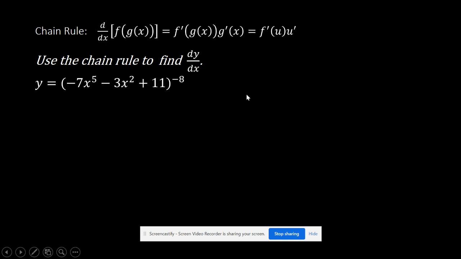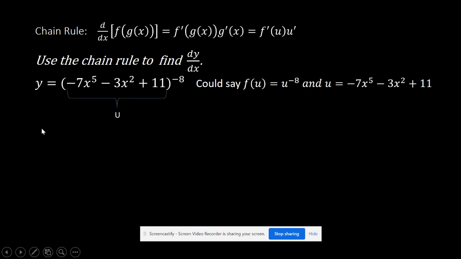I'm going to call this u. So we have f of u. F of u is now equal to u to the negative 8 because I'm calling that u. So there's my u to the negative 8 right there. And again, I'm just defining what I'm calling u because I'm going to need a u prime in the end. So let's bring this down.